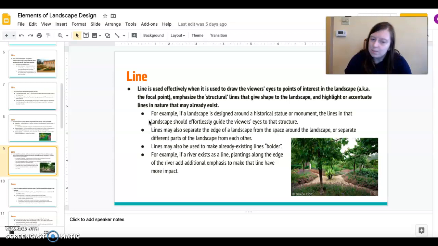All right, last bullet point on line. We got it, folks. For example, if a river exists on a line, plantings along the edge of the river add additional emphasis to make that line have more impact. So you're really going to notice, I don't know if you've ever been to a river, but as you're looking down it, it's going to come in and out and not be a clean line all the way. Adding those plants along that landscape, if you're looking up the whole river, you'll see some clearer lines that will kind of trick your eye into seeing what you think you want to see.